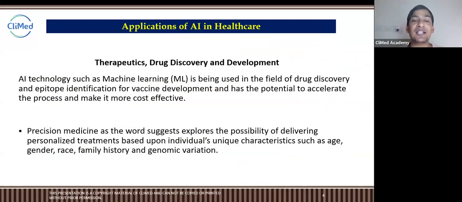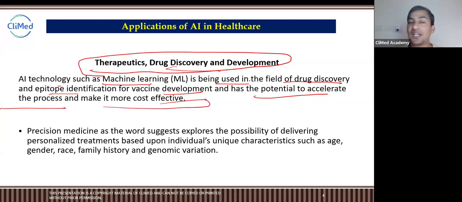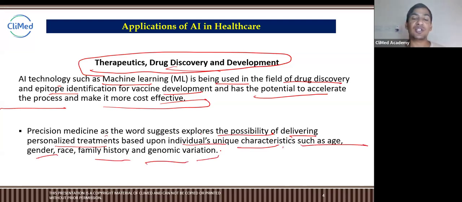Then the second thing is therapeutics, drug discovery and development. AI technology such as machine learning is being used in drug discovery and epitope identification for vaccine development, and has the potential to accelerate the process and make it more cost effective. Definitely, because we are not involving human beings, and some processes can be faster than the manual part. Precision medicine, as the word suggests, explores delivering personalized treatments based upon individuals' unique characteristics such as age, gender, race, family history, and genomic variations.